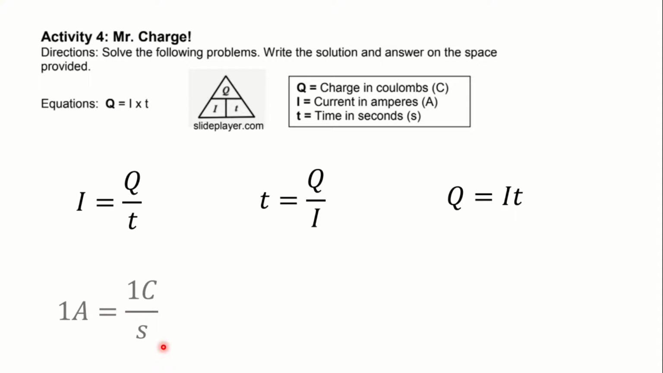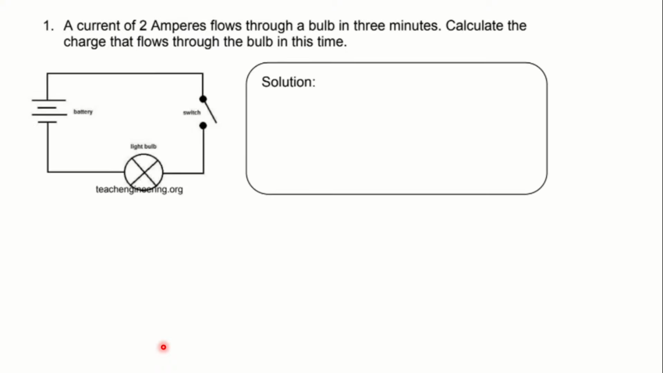Let's try the first problem. The first problem is this. The designer of this test is generous on time to provide a circuit diagram. This is the symbol for the bulb. Here is the power source. That is the symbol for the battery. And also you have a switch here. If you flip this switch, you will have a closed circuit, a loop for current to flow through. So let's get to it.